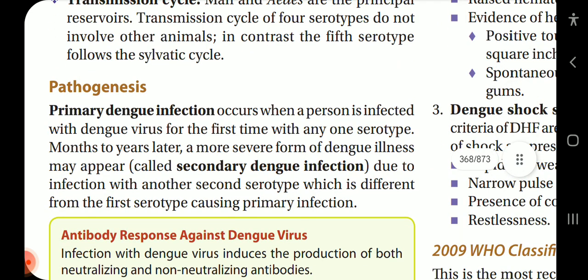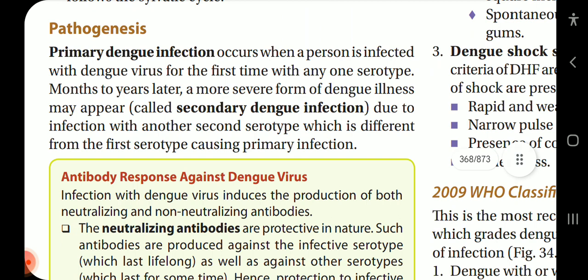Now the pathogenesis. Primary dengue infection occurs when a person is infected with dengue virus for the first time with any one serotype. Months to years later, a more severe form of dengue illness may appear, called secondary dengue infection, due to infection with another, second serotype, which is different from the first serotype causing primary infection.